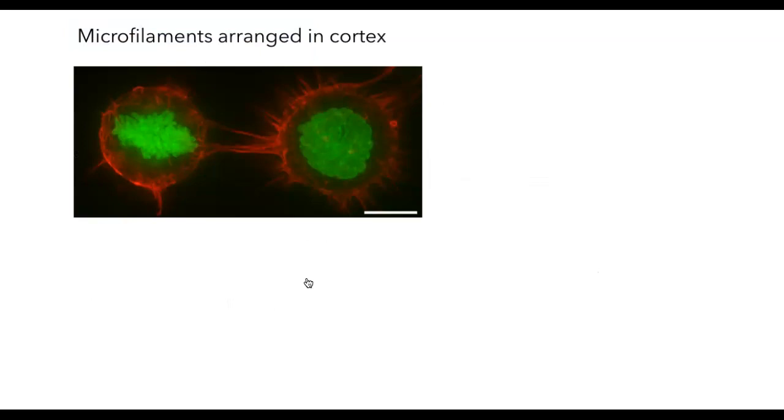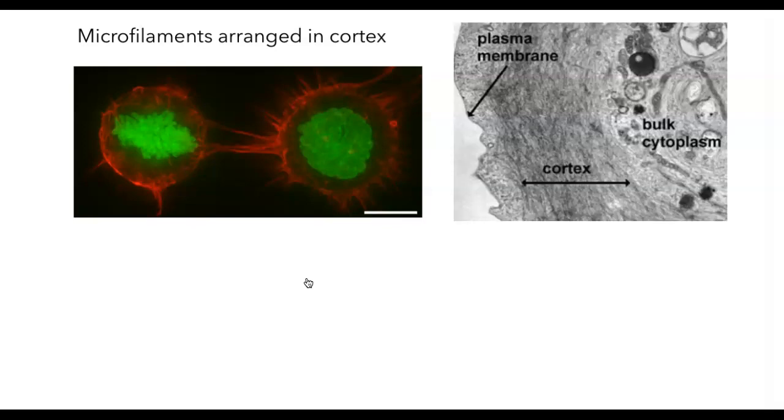Staining cells for microfilaments shows that there's normally a dense network that lies underneath the cell membrane. We call this the cortex. So in these two cultured cells, the microfilaments have been labeled red, and then the nucleus is green. Here's an electron micrograph again showing the edge of the cell at the plasma membrane, and then the dense area labeled cortex. That's a meshwork of microfilaments lying right underneath the cell surface and a little bit different from the rest of the cytoplasm.